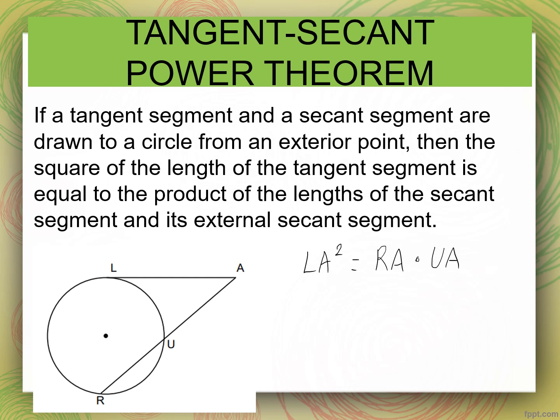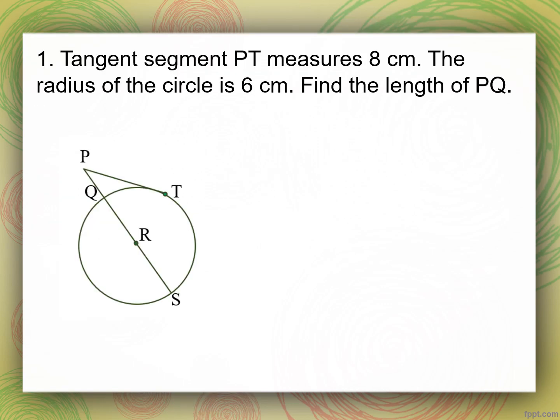Okay, now let's have examples applying the three theorems. Okay, first example: tangent segment PT measures 8 centimeters. The radius of the circle is 6 centimeters. Find the length of PQ.